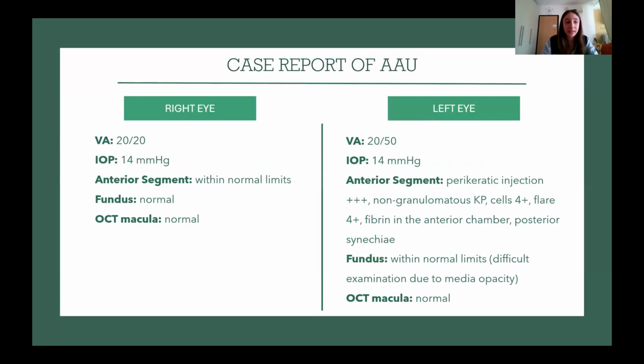This is the ocular examination. His right eye was normal, but the left eye showed significant inflammation. His best visual acuity was 20/50. The anterior segment showed perikeratic injection, non-granulomatous keratic precipitates, 4+ cells and flare, and fibrin in the anterior chamber. He had posterior synechiae. The funduscopy examination was within normal limits, but it was a very difficult examination due to media opacity.